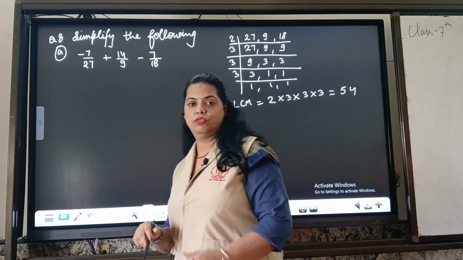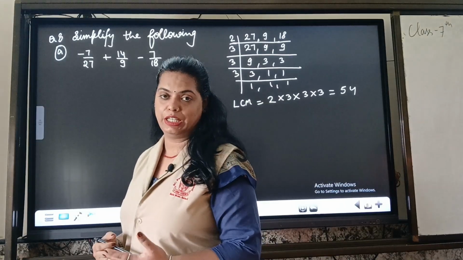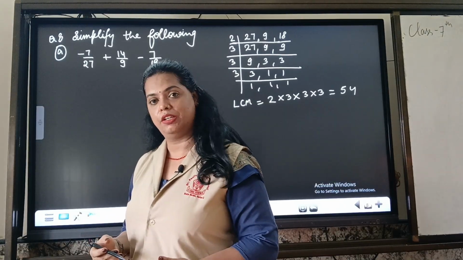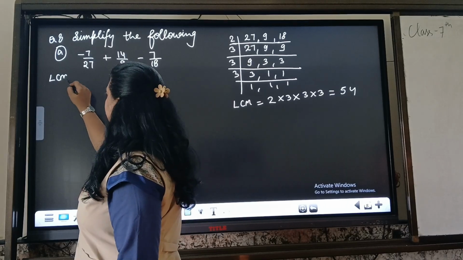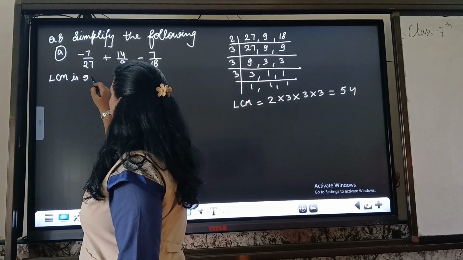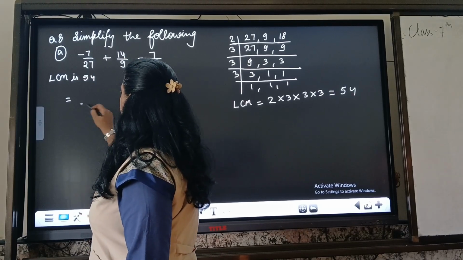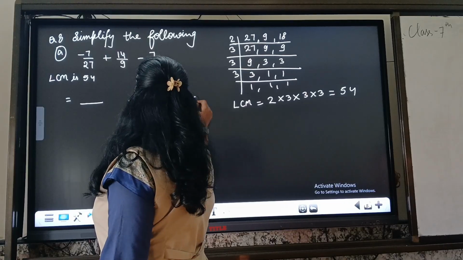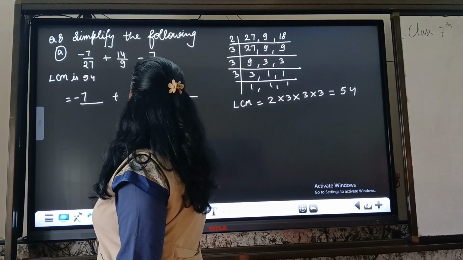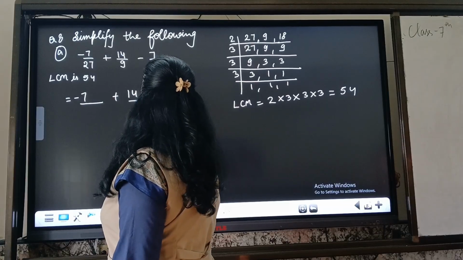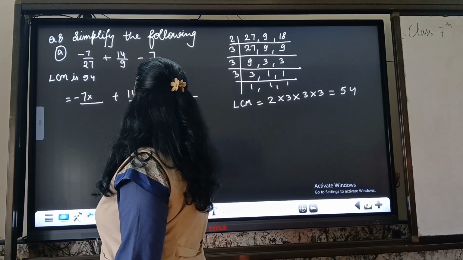Now we have to find the number which we can multiply with the numerator as well as the denominator to get the same denominator. So LCM is 54. Each of the numbers we will convert into 54. Minus 7 over 27, minus 4 over 9, plus 14 over 18, minus 7. One of the numbers we are required to multiply.